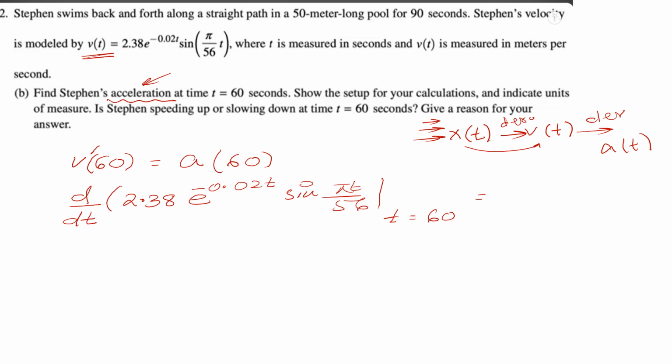Just if you write this in the calculator, you will get negative 0.036. Now you have to write the units of the function. So you know that if the speed is given as meter per second, the velocity is given as meter per second.